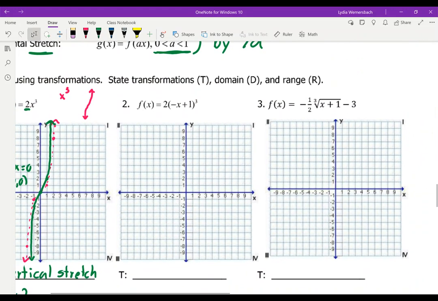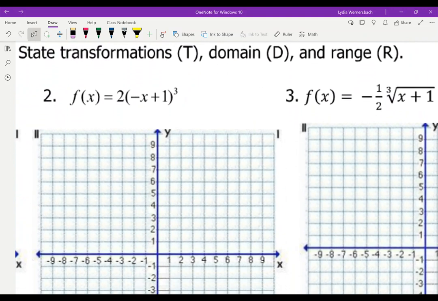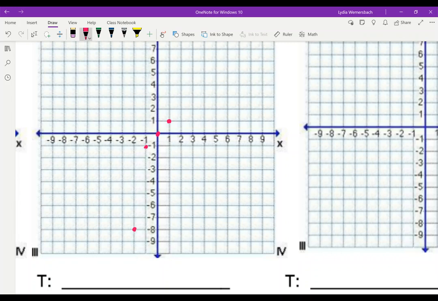Alrighty, next one. Okay, so we got a few transformations happening here. So again, we first want to identify what is that parent function. And it's a little hard to see, but the parent function is still x cubed. So it's still going to look like this. So we're still going to graph it with those parent function points. So the same ones we used last time, (0, 0), (1, 1), (2, 8), (-1, -1), (-2, -8). That did not change. And again, I'm going to do it with a dotted line because I am not done yet. I got lots of transformations to go.